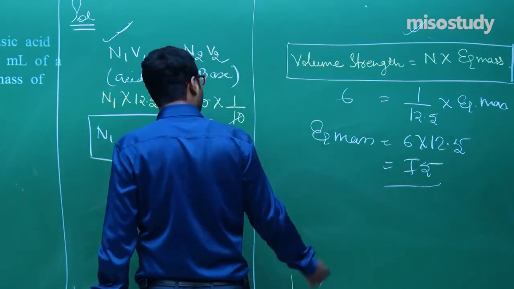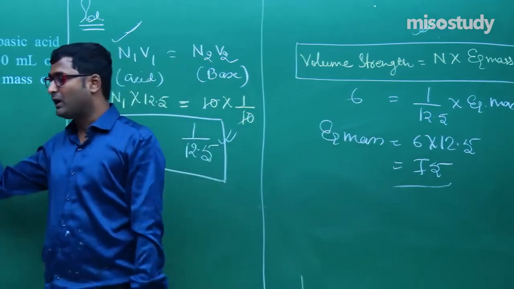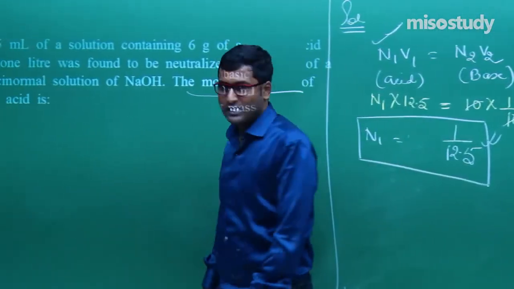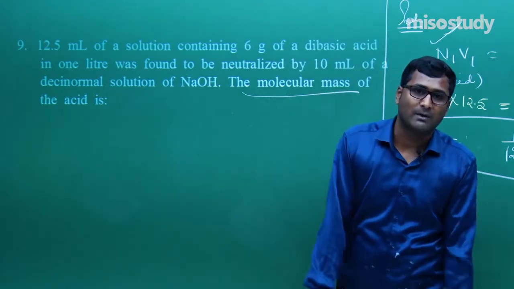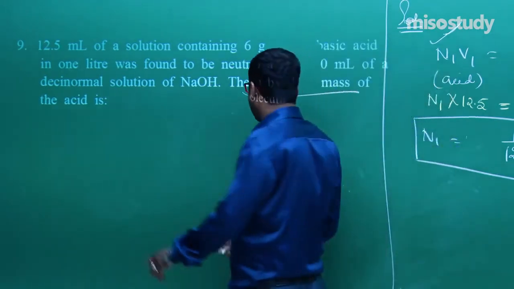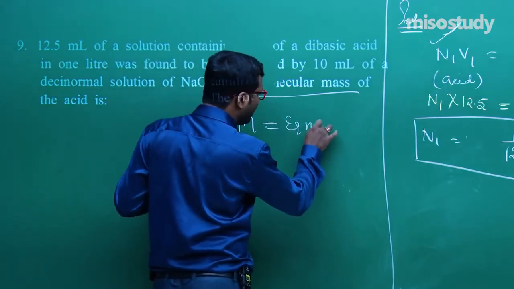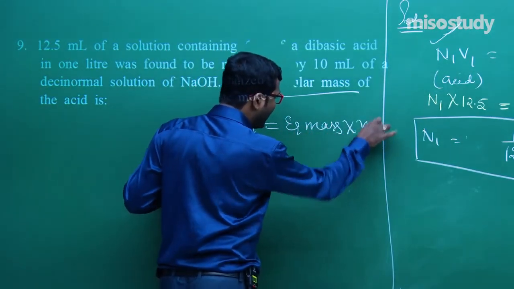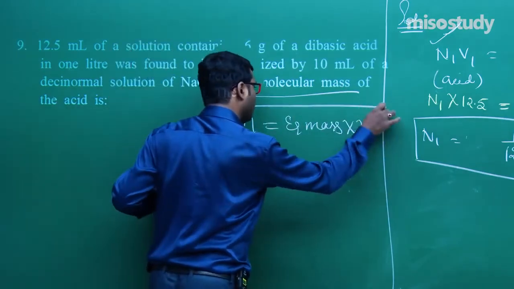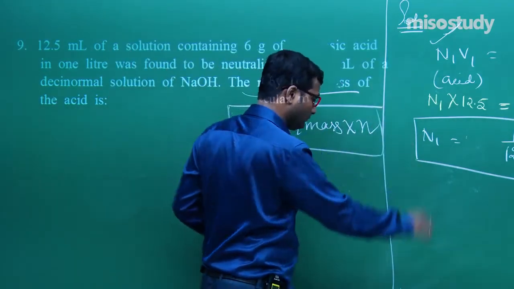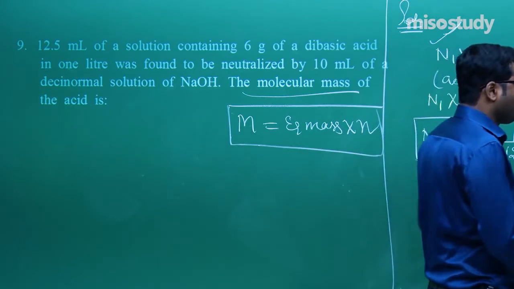Yes sir. Now you got it. Now again I am telling what to do next. What about molecular mass? Molecular mass is equal to equivalent mass into N. Okay. Molecular mass is equal to equivalent mass multiplied by N. Now tell me what is N. I cannot help you more. It's your turn. You have to solve it.